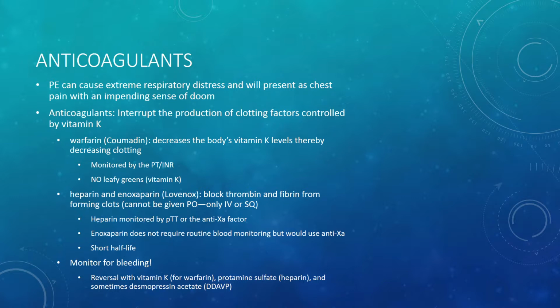Anticoagulants are included in this discussion because of their treatment capabilities for PE. So pulmonary emboli can cause extreme respiratory distress and will present as chest pain with an impending sense of doom. The way anticoagulants work is they don't actually dissolve clots or get rid of clots. They interrupt the production of clotting factors controlled by vitamin K.